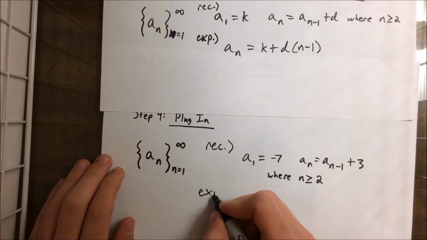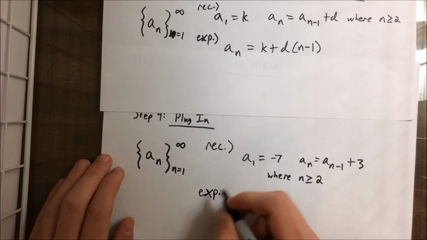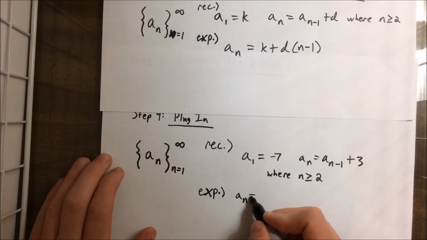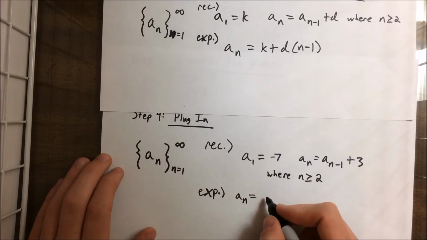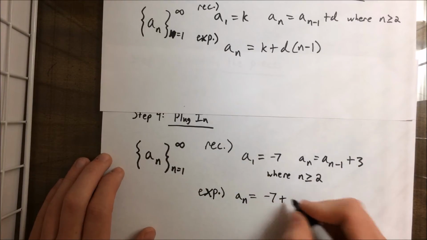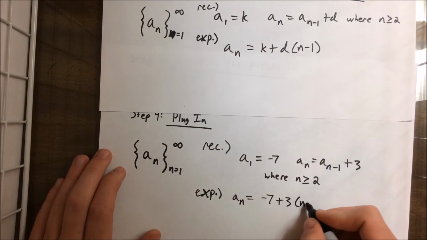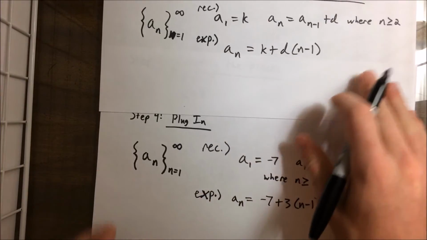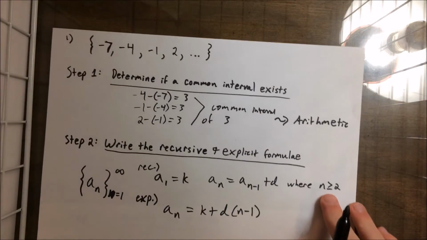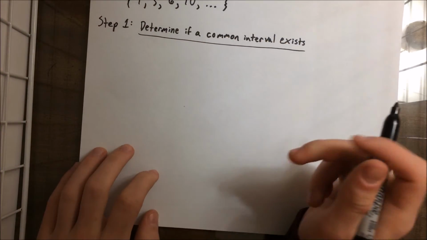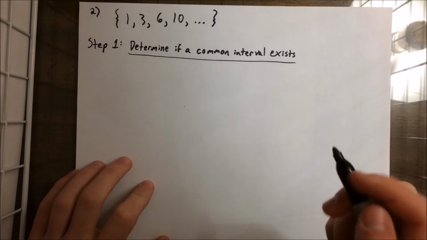So for your explicit answer, you're going to have a sub n is equal to k, which is -7, plus d, which is 3, times n minus 1. Okay, so now let's go ahead and do another example. So in this sequence, step 1 is to determine, again, if a common interval exists.